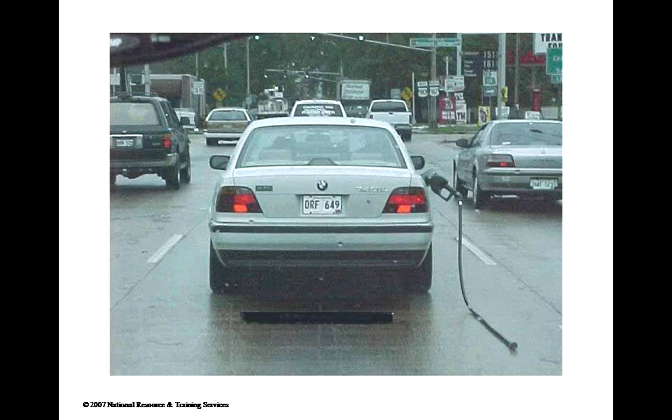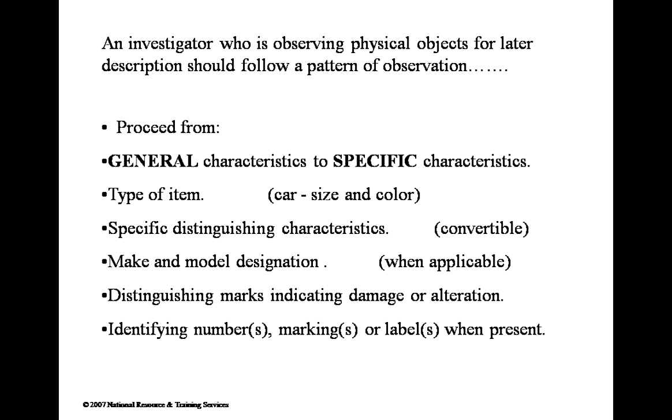Be methodical. An investigator who is observing physical objects for later description should always follow a pattern of observation. Proceed from general characteristics to specific characteristics. The type of item, for instance, car, the size and color. Specific distinguishing characteristics. Is it a convertible? Hardtop. Make and model designation. Distinguishing marks indicating damage or alteration. Identifying numbers, markings, or labels when present.